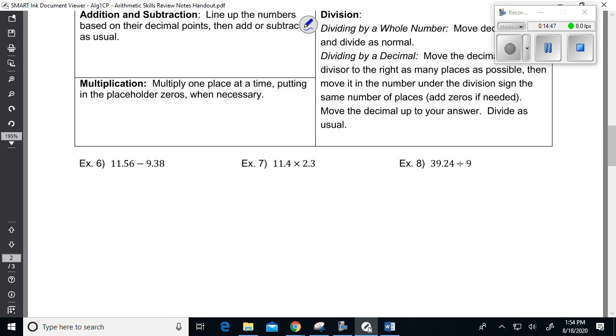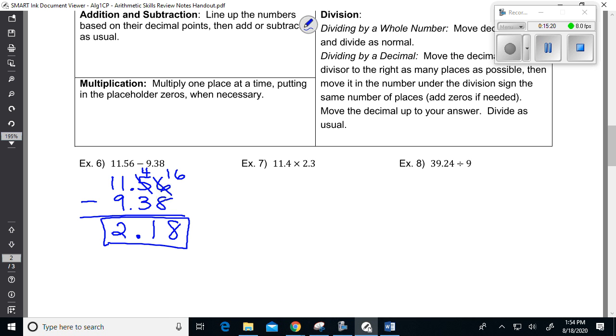So when you're subtracting decimals, the decimal point has to be lined up. But then you just subtract the way that you normally do. 8 can't go into 6, so you need to borrow. 16 minus 8, 8. 4 minus 3, 1. 11 minus 9, 2. So 2.18. So just like that, problem's over.